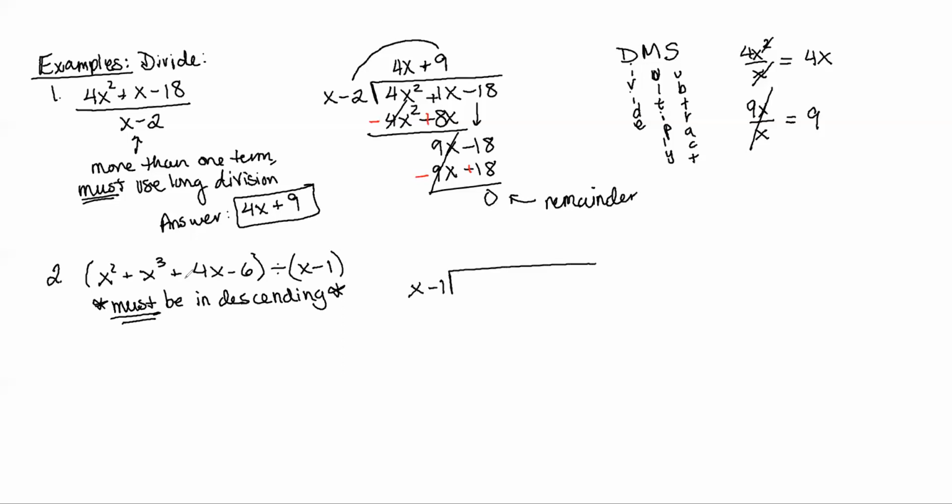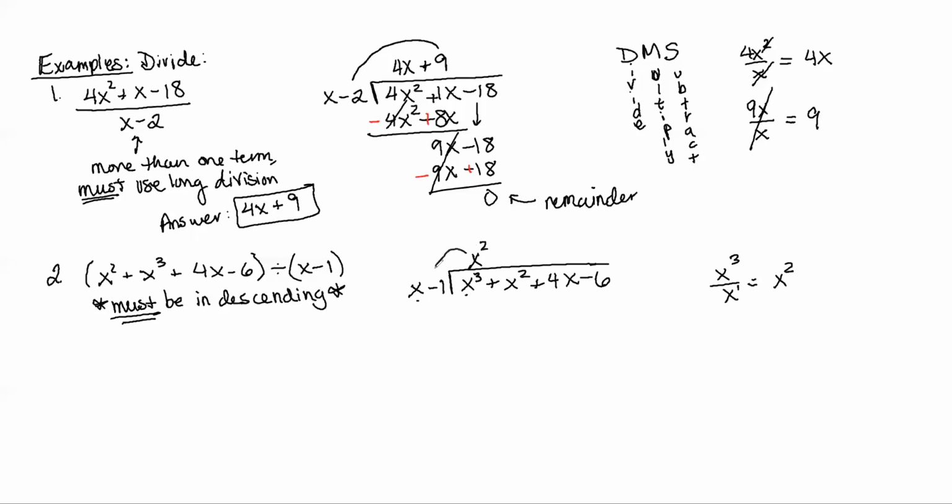But this one, we have to start with x cubed, and then the x squared positive, so plus x squared, plus 4x, and then the minus 6. So we're going to rearrange it, make sure it's in descending order. And then we can divide. So we're going to take our first term divided by the first term, x cubed divided by x. You can think of this one, if you like, the quotient rule. 3 minus 1 gives you 2, so x squared. Put that up top.